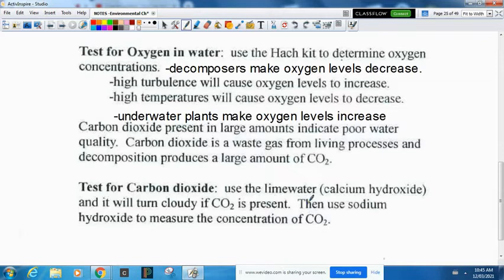If you want to find out the amount of carbon dioxide, because carbon dioxide, when it goes into water, makes an acid, right? Carbonic acid. You could use sodium hydroxide to neutralize it. And then if it uses a lot of sodium hydroxide, that means there's a lot of acidity caused by a lot of carbon dioxide in the water. And we will actually do that in the lab when we get a chance.